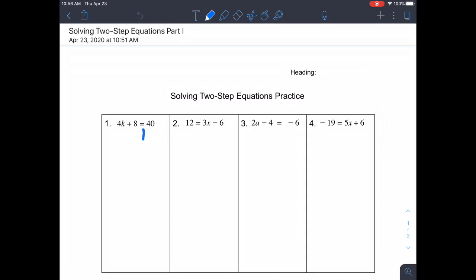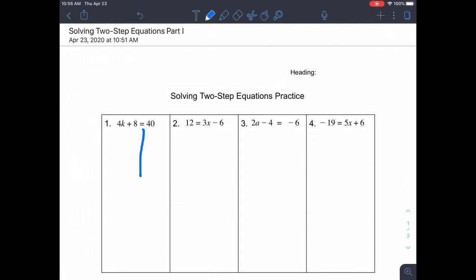So we want to remind ourselves that both sides of our equation need to be equal. They need to be balanced. The stuff on the left side, the 4k plus 8, is the same as the 40. So if we make a change to one side, we have to make a change to the other side. Our goal is to figure out what k is, so we have to get that alone. We're going to break it apart piece by piece.